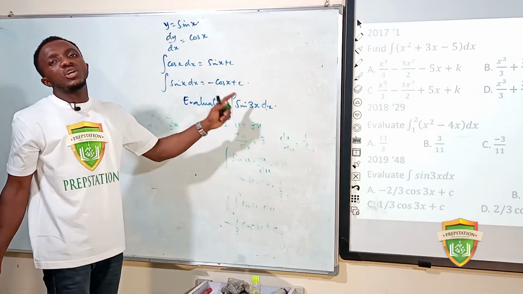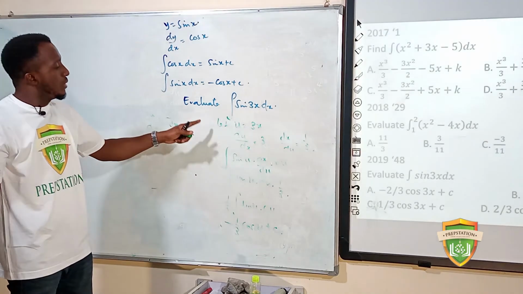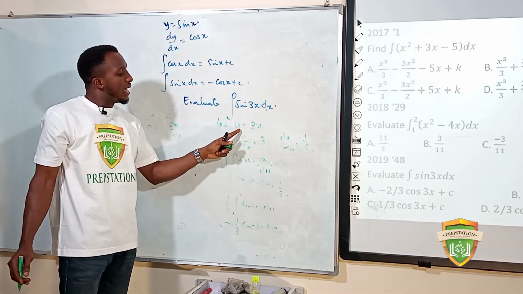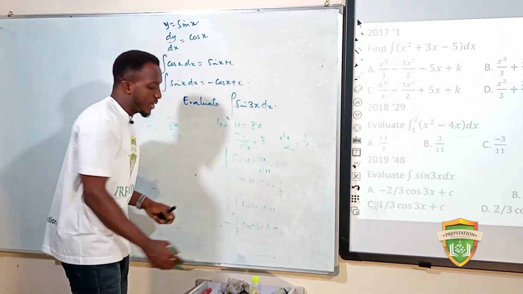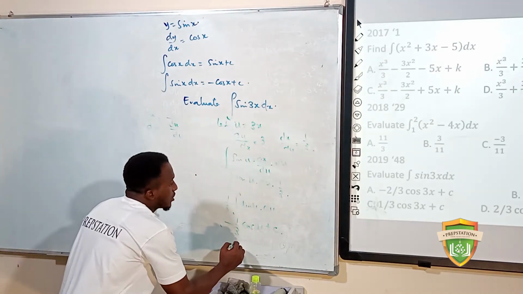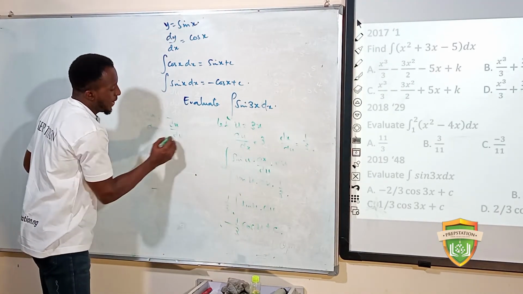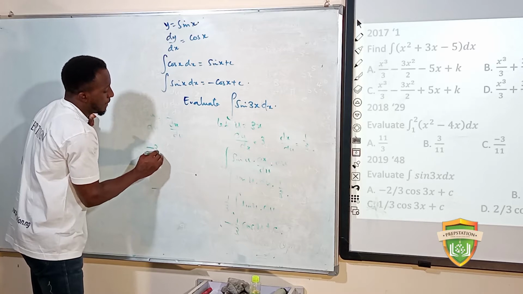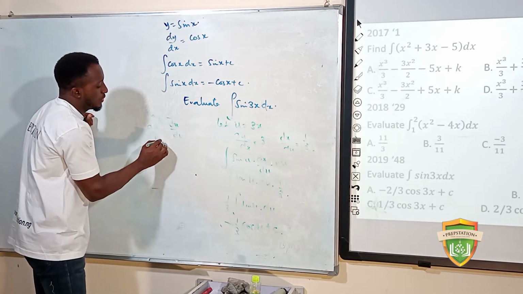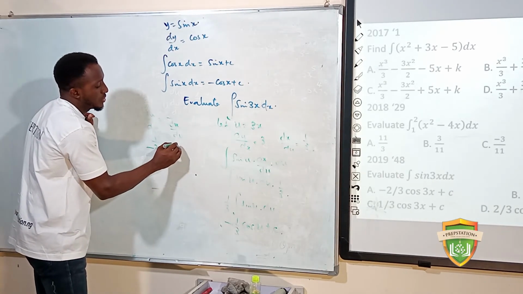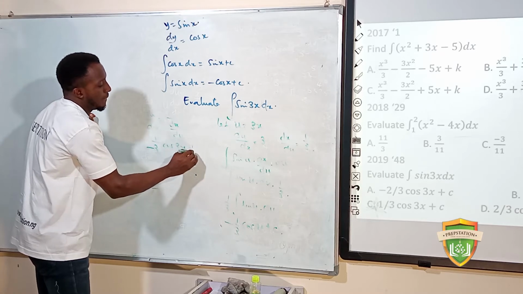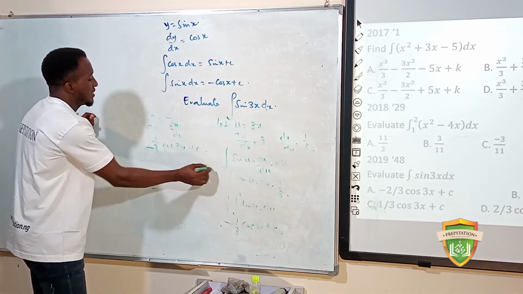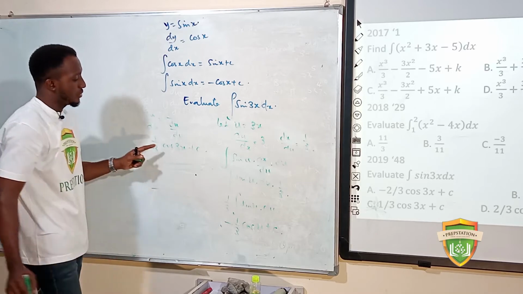Remember that u was not given in the question. We assumed u to be 3x, so we can replace it. So that would give us, I'm taking it up here so that you can see clearly, minus 1 over 3 cos 3x plus c. This is the answer to the question.